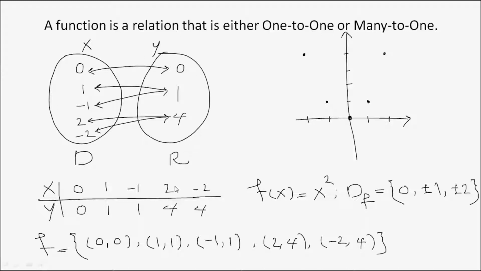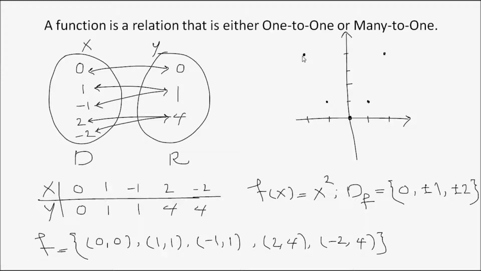You can also represent this as a table. So 0, 0, 1, 1, -1, 1, 2, 4, -2, and 4. You can put all these ordered pairs in one collection and represent your function as a set or a collection of ordered pairs. So that's another way of representing a function. You can graph all these points on the coordinate system. These are the 5 points: 0, 0, 1, 1, -1, 1, 2, 4, and -2, 4. And this is another way of representing the function.